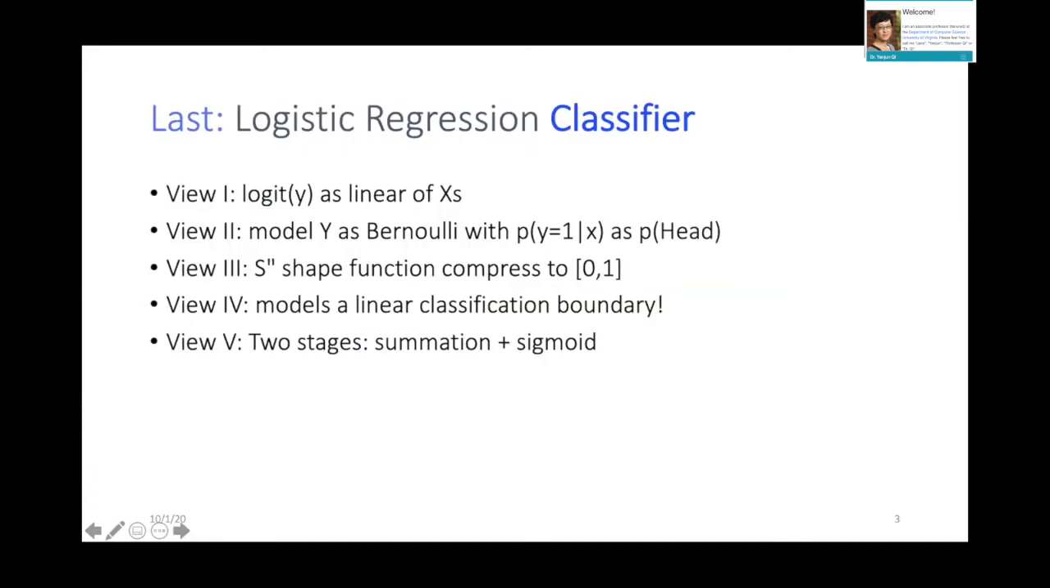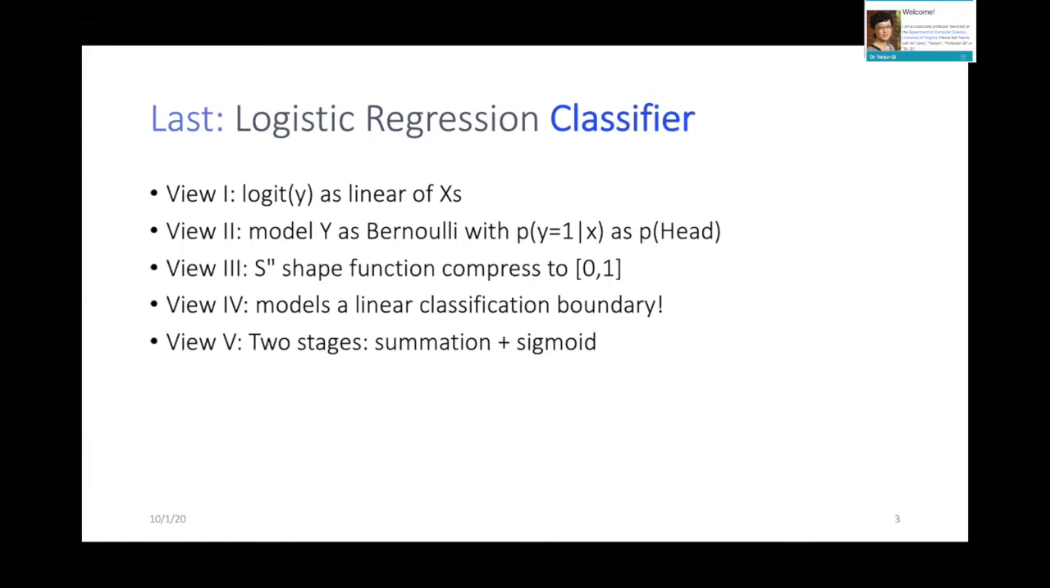During the logistic regression classifier session, we provided you 5 different views of how to think about logistic regression. We can first view logistic regression as the logit of y as a linear function of x. The second view is that we model the output variable y as a Bernoulli distribution, a binary random variable, and this variable's parameter p hat is parameterized by the x input.